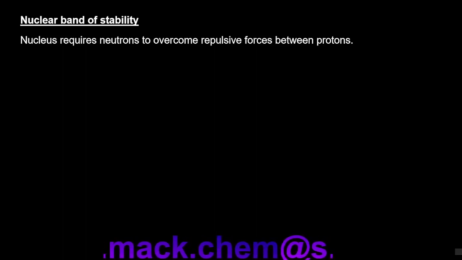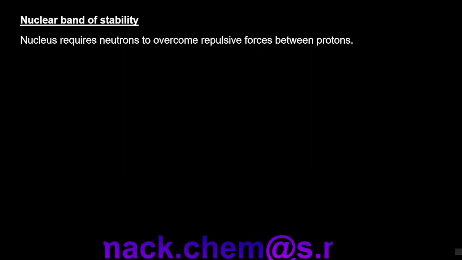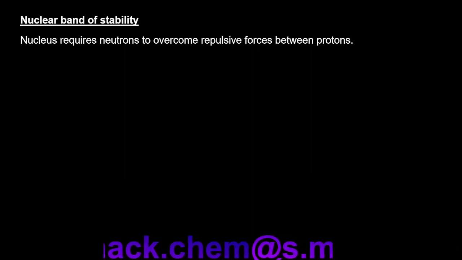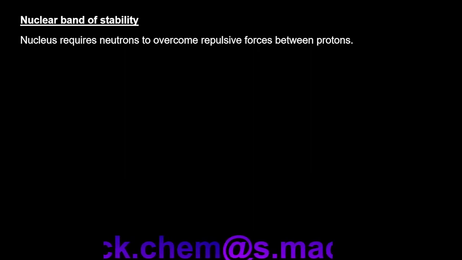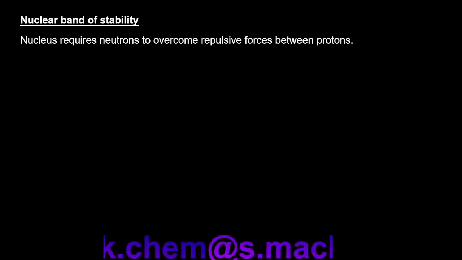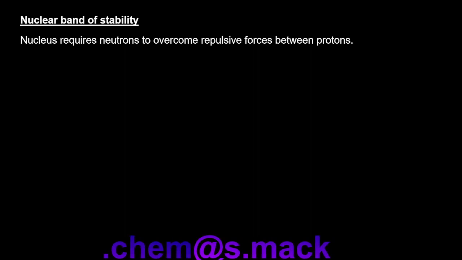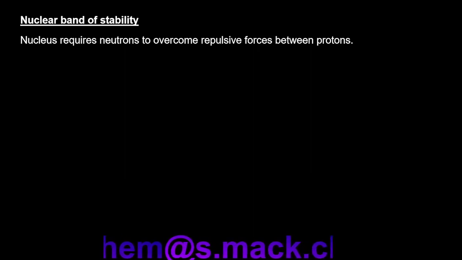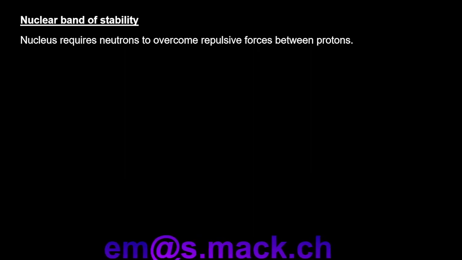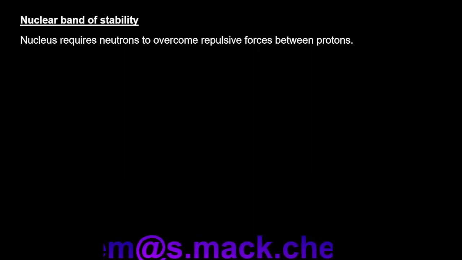Within the nucleus, there exist protons. These protons, having positive charges, will repel each other. This is why neutrons exist in the nucleus. They help to overcome these repulsive forces. This is what keeps the nucleus stable.